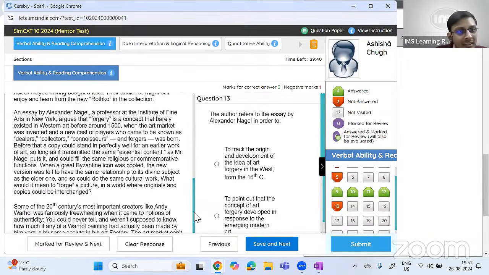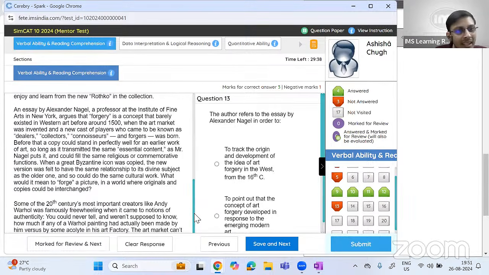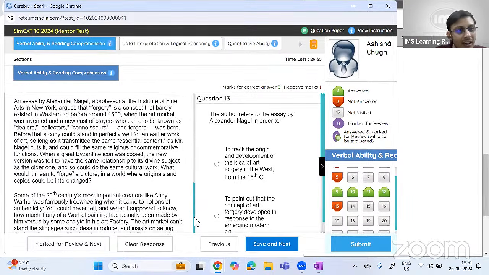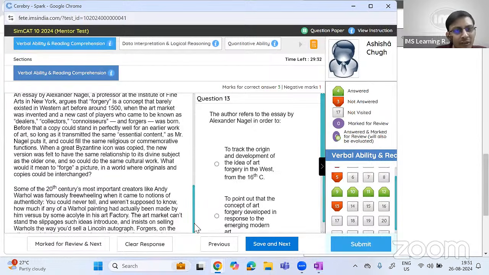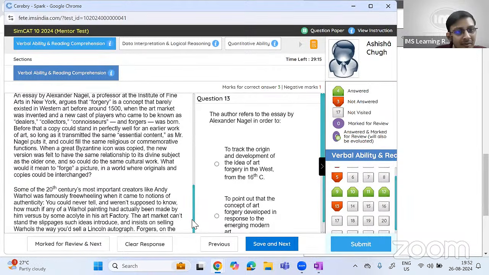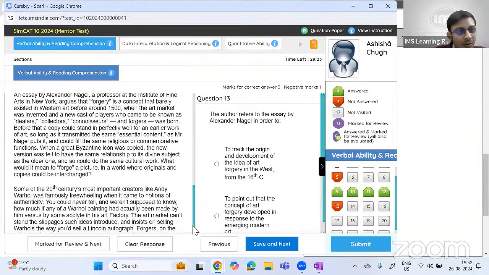An essay by this professor argues that forgery is a concept that barely existed before 1500. Art market was invented and a new cast of players came to be known. Dealers, collectors, connoisseurs, forgers were born. Before that, a copy could stand in perfectly well for an earlier work of art, so long as it transmitted the same essential content. So it was around the same thing. Okay, copy and original were similar and filled the same religious or commemorative functions. An icon was copied. The new version was felt to have the same relationship to the divine subject as the older one. It could do the same cultural work. What would it mean to forge a picture in a world where originals and copies could be interchanged?